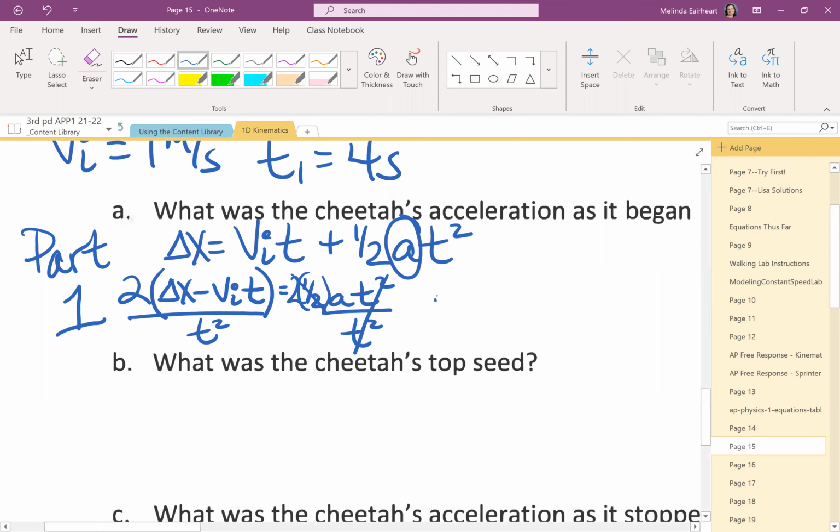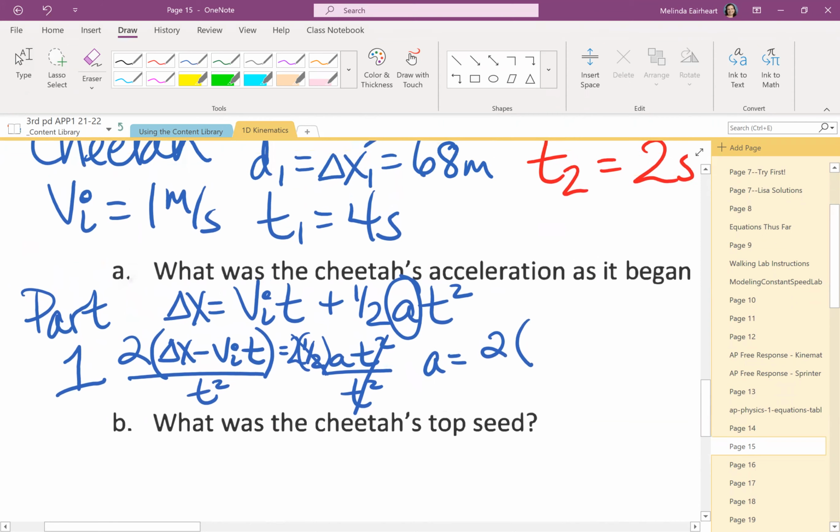Since we know them. So acceleration, 2 times the displacement for part 1, remember they gave us 68 meters, minus the initial velocity was given as 1, and the time of part 1 was given as 4 seconds, all over that same time, but this time don't forget to square.